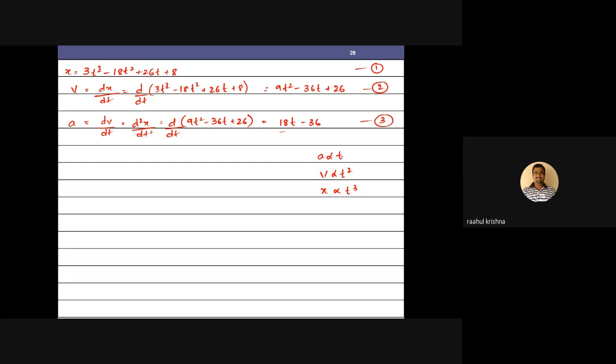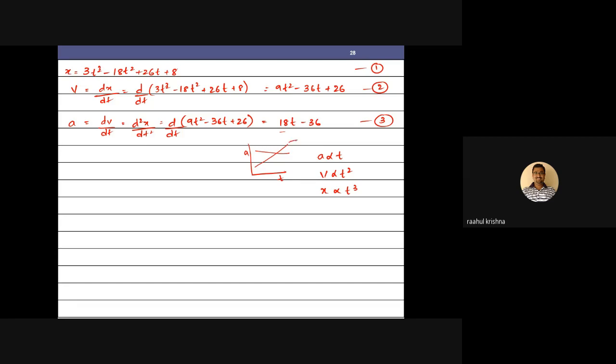Acceleration is directly proportional to t. So what happens? The graph that I will be plotting between acceleration and time will be a straight line, with either positive slope or negative slope, right? Yes, sir. My acceleration time graph can be either like this or like this, whichever.